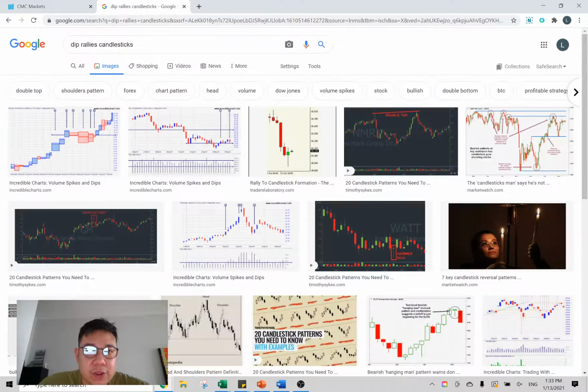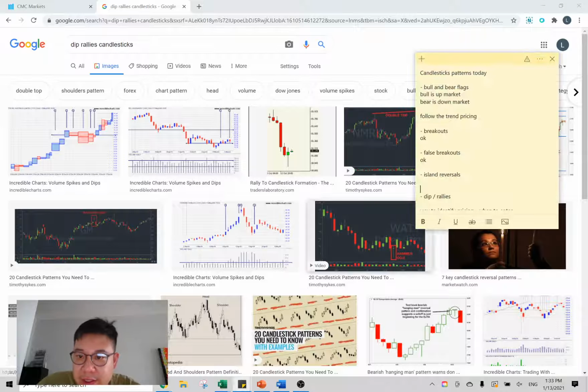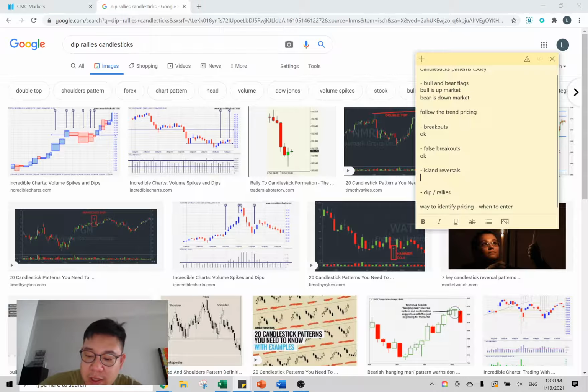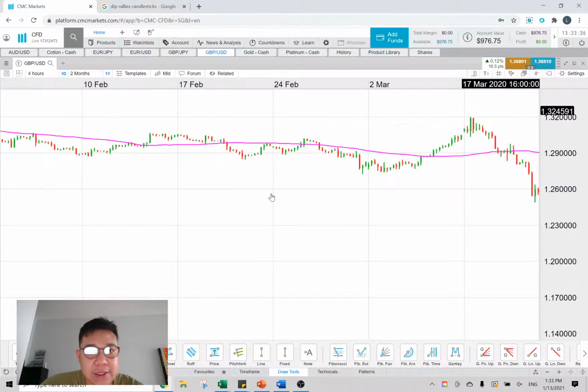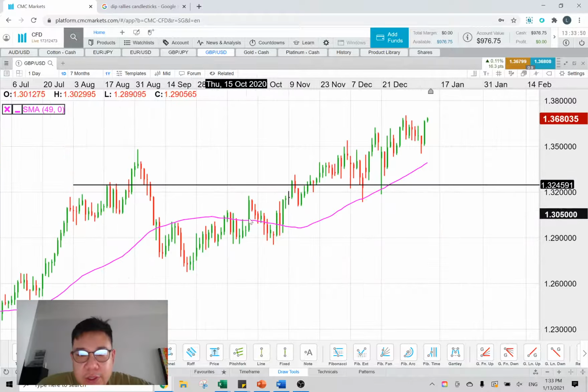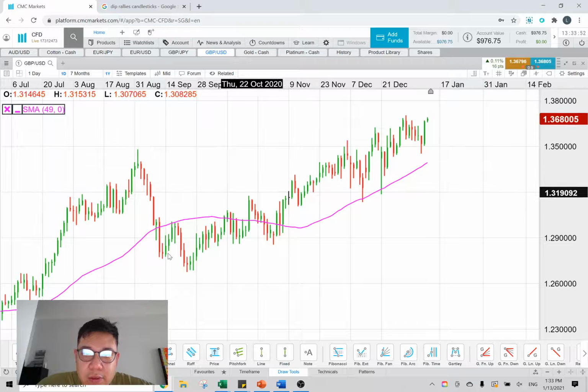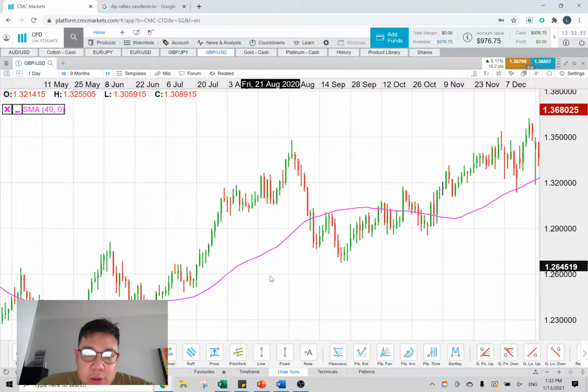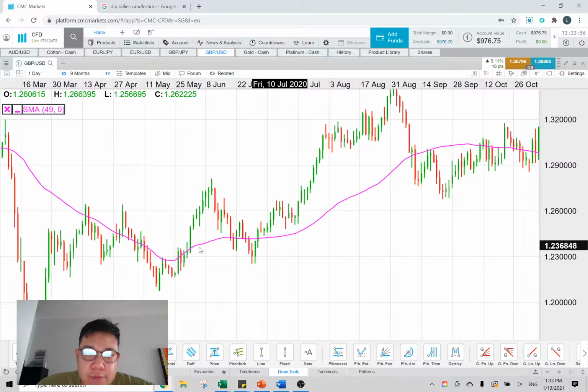Very powerful also. The last one I use a lot is called the dips and rallies. Dips and rallies, this is the last one. Dips and rallies normally is where price paused for a few days. So I'll give you an example because I use it all the time.